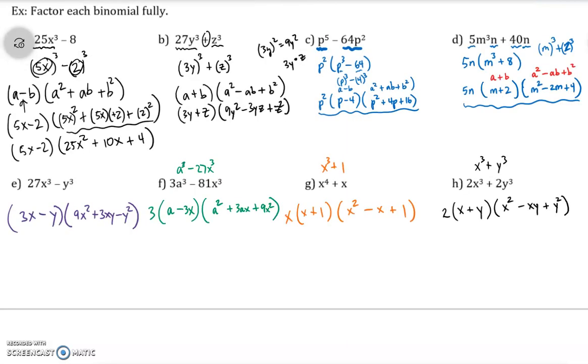These are the answers you should be getting for E, F, G, and H. If you need help, or you want me to go over any of those, just make sure you let me know, and I'd be happy to do that. Make sure that you are factoring out the GCF. F, G, and H all had a GCF that you had to factor out prior to using the pattern.